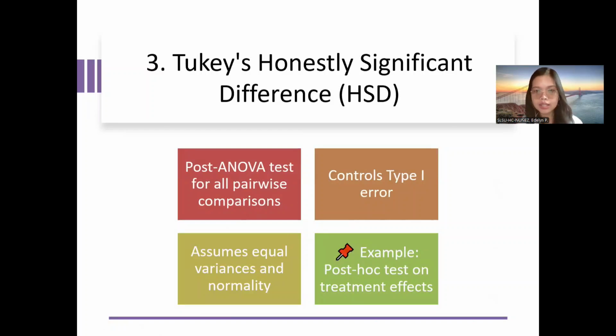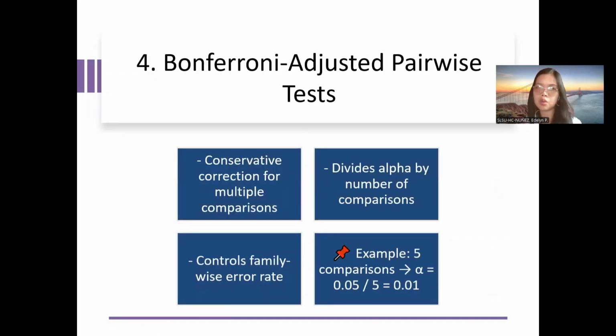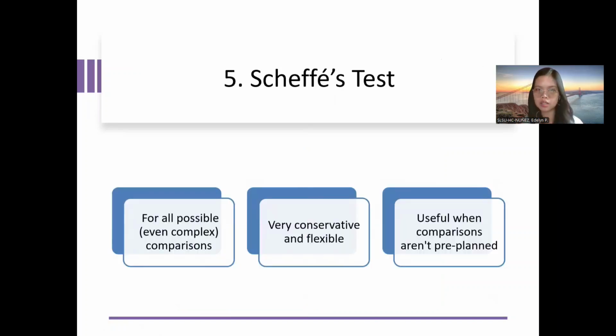An example of this is a test on treatment effects, especially for experimental design. We want to test which among the treatments significantly differ from one another. Okay. So the focus of this video is this pairwise comparison, the Tukey honestly significant difference or HSD. Okay, we also have the Bonferroni adjusted pairwise test, but we will not further discuss this one because what we are discussing is the pairwise or post-hoc analysis that is available in the Jamovi application. Then we also have the Scheffe's test.